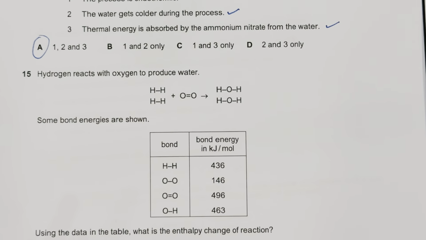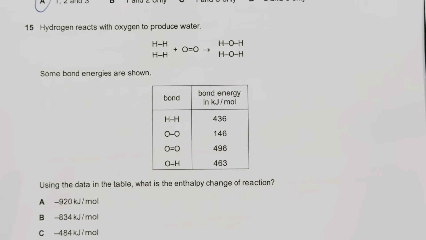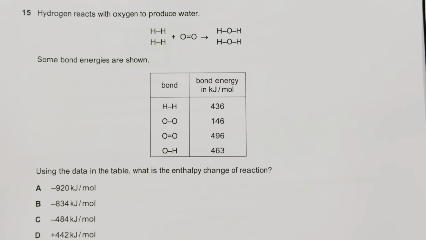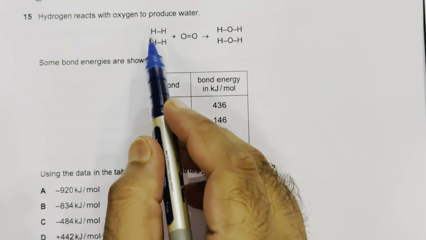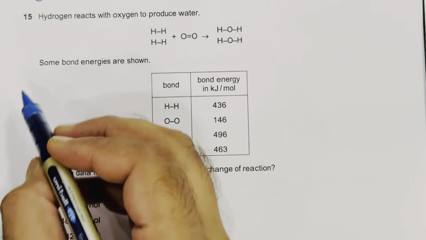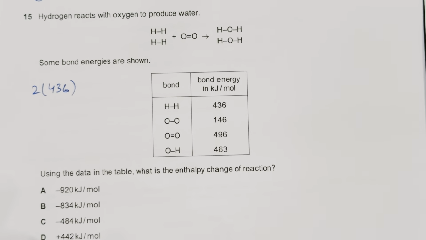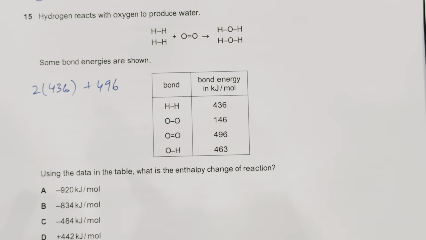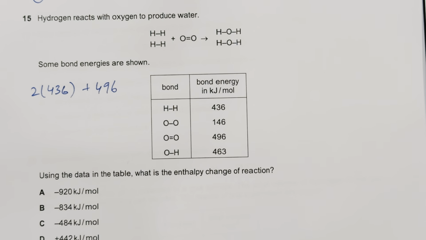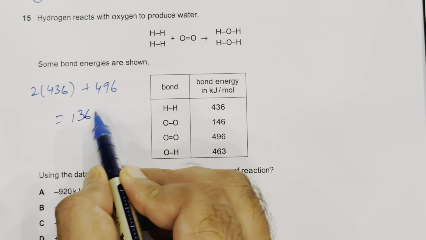Hydrogen reacts with oxygen to produce water. This is the question from energetics and enthalpy change calculation we need to calculate. Okay, so I am calculating all the energy. There are two hydrogen bonds and hydrogen bonds have the energy of 436 and one double oxygen bond, it would be 496. So after calculating it, you will get the answer 1368.